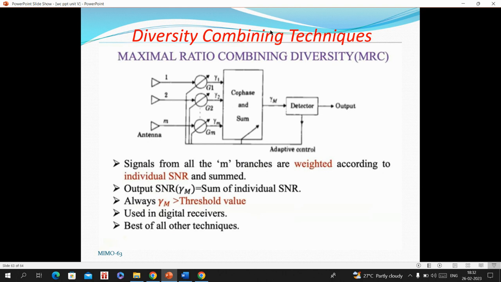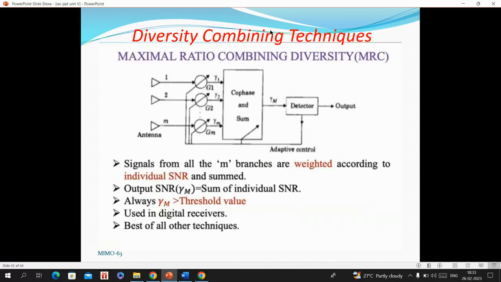The third method is maximum ratio combining, MRC diversity. Here we are setting weights for all the branches, and depending upon the weights, we are going to combine all the SNR values. So output SNR equals the sum of all the individual SNRs. If you combine everything, the output SNR is always greater than the threshold value, because we are combining all the received signals.